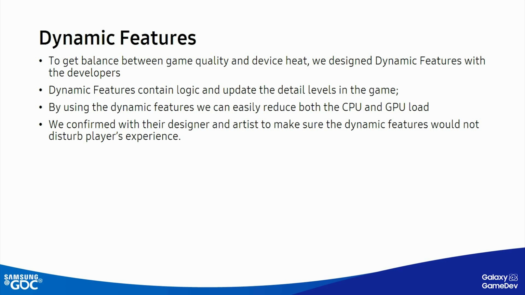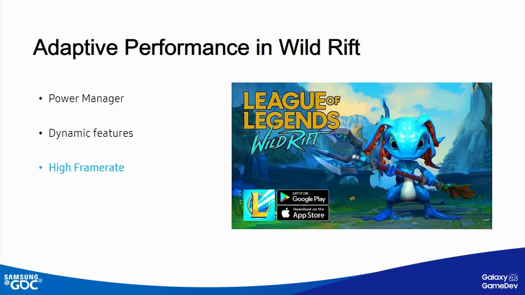We also need to check that these dynamic features do not disturb the quality of the gaming experience for the player. These dynamic features are discussed with the game developer and the artist before they are implemented. With Samsung's newest devices like the Galaxy S20 and the S21, we are able to apply much higher frame rates. One of the biggest advantages of using Adaptive Performance is that we are now easily able to add support for higher refresh rates in games. Now let's see how we make this possible.